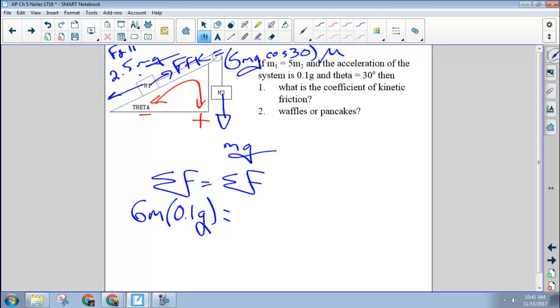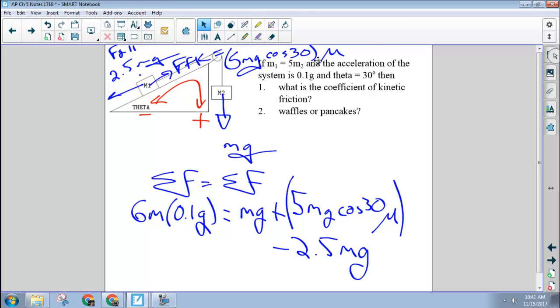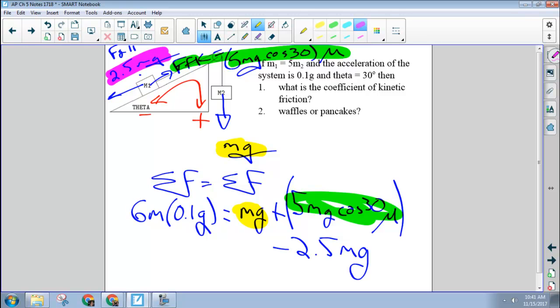equals mg plus 5 mg cosine 30 times mu minus 2.5 mg. Let me color code so you can see what I just did there: mg, force of friction, F_g parallel. Good? Everybody good? So the m's and the g's all cancel, and so we know everything in there except for mu and solve for it.